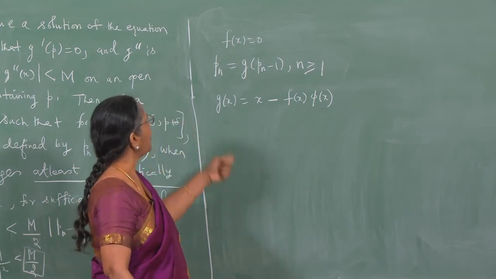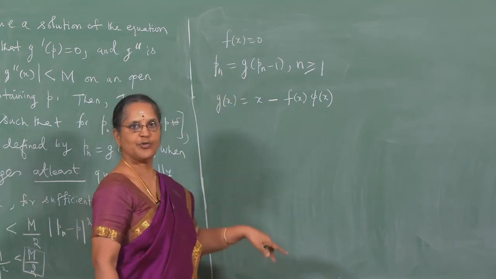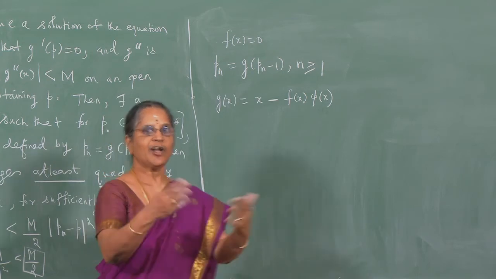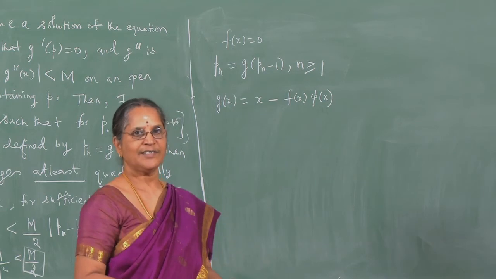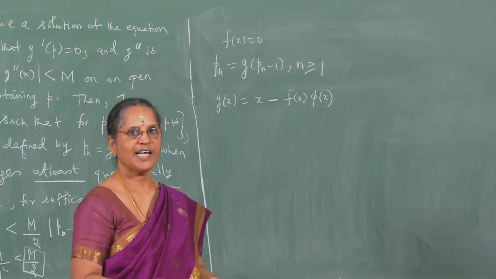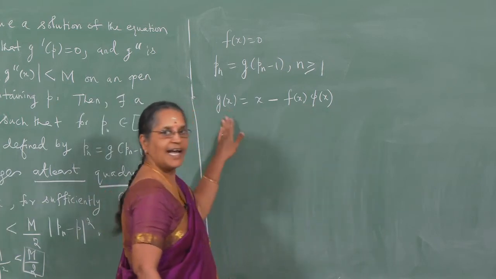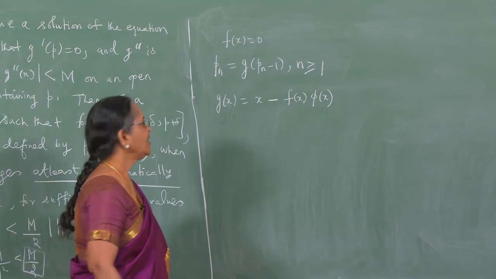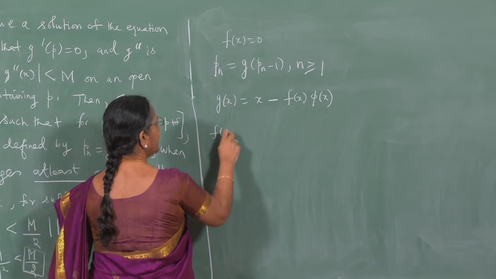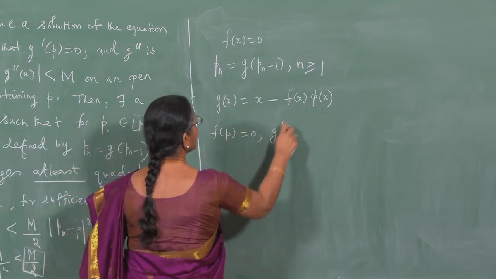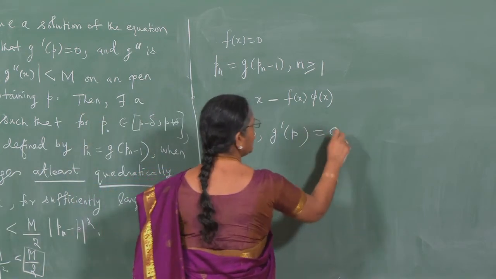has a fixed point P to which this sequence will converge will have higher order convergence or will have quadratic convergence. So, let us try to find out this function phi of x, which is a differentiable function such that this method has quadratic convergence. What are the conditions that it should satisfy? When f of p is equal to 0, g dash of p must be equal to 0.